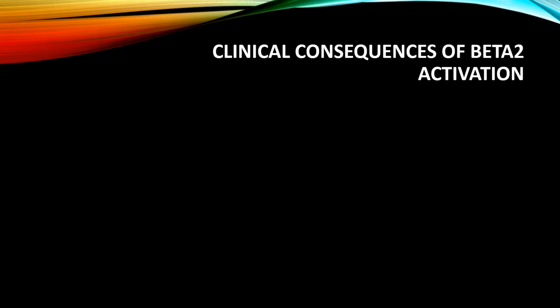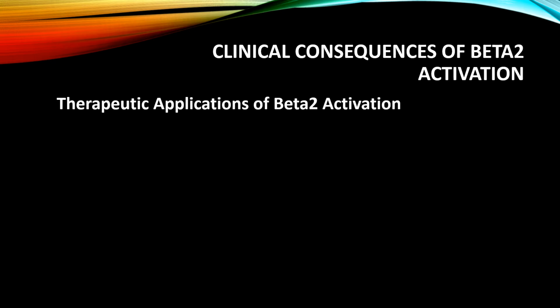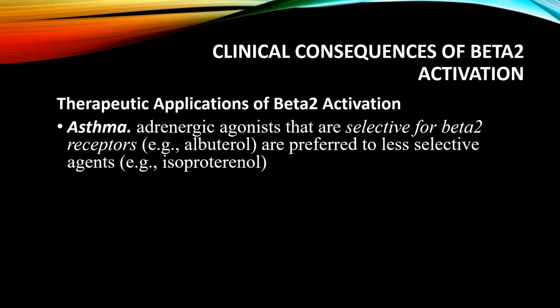Now, for the clinical consequences of beta-2 activation. They are limited to the lungs and the uterus. First is asthma. In asthma, adrenergic agonists that are selective for beta-2 receptors, such as albuterol, are preferred to less selective agents such as isoproterenol. This is true for patients who suffer from angina pectoris or tachycardia, because drugs that can activate beta-1 receptors would aggravate these cardiac disorders.